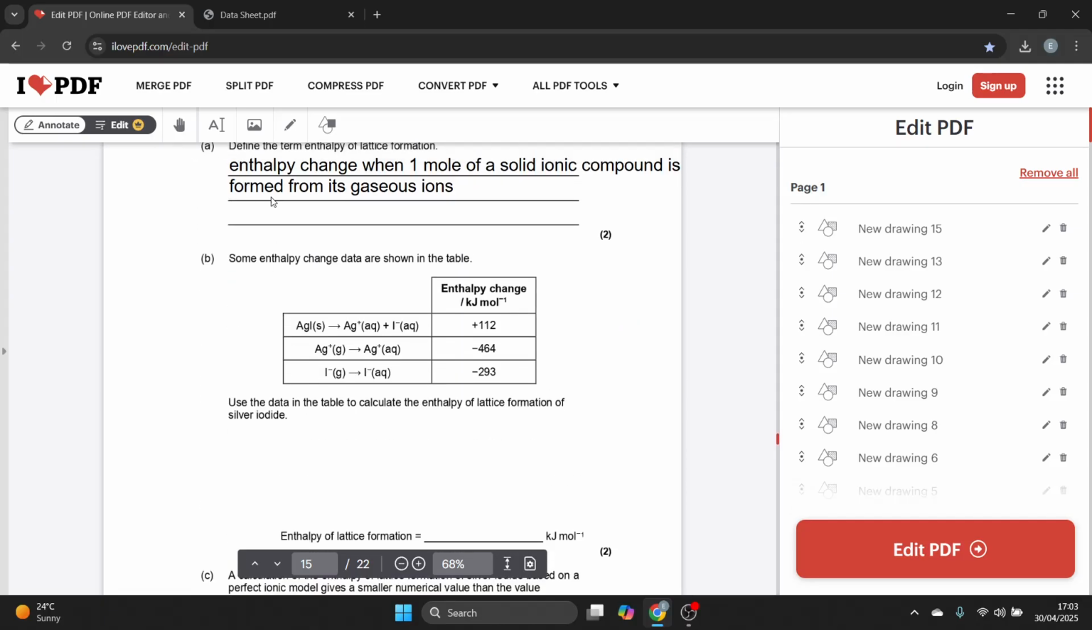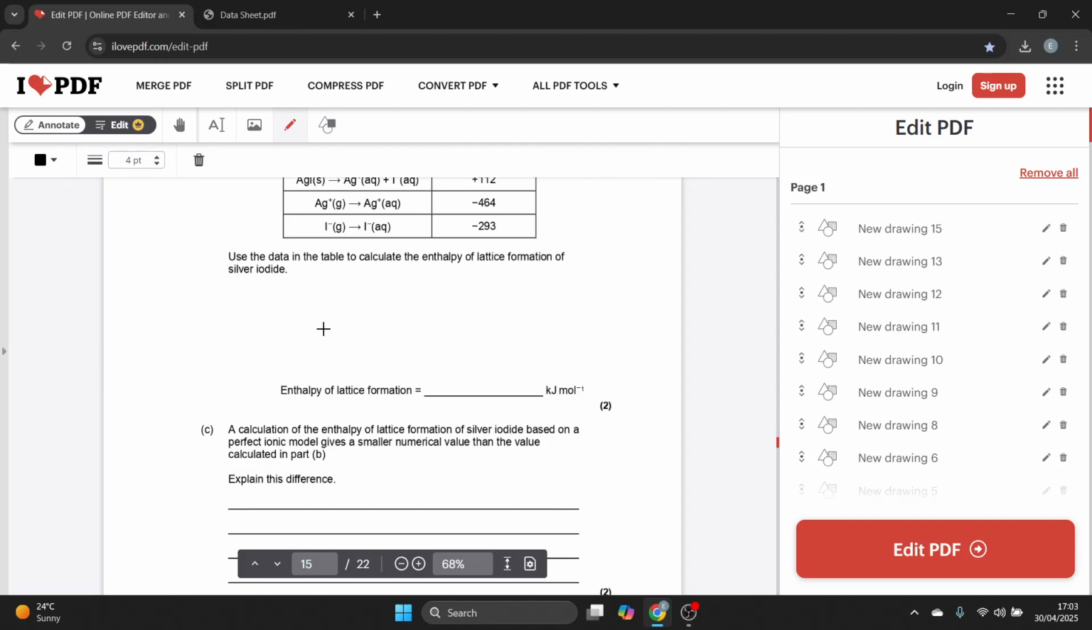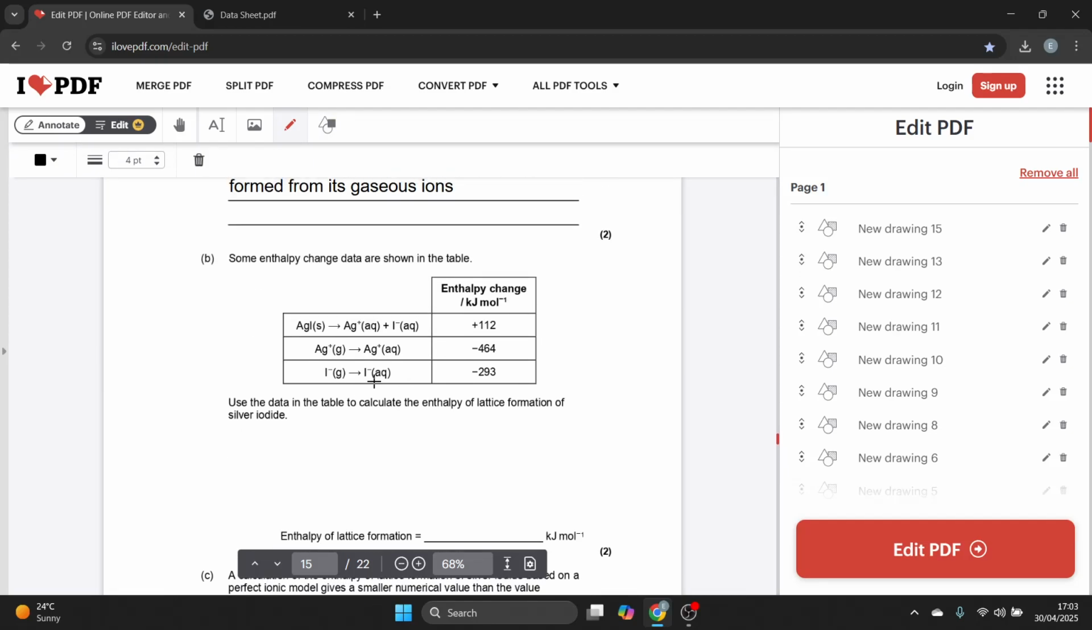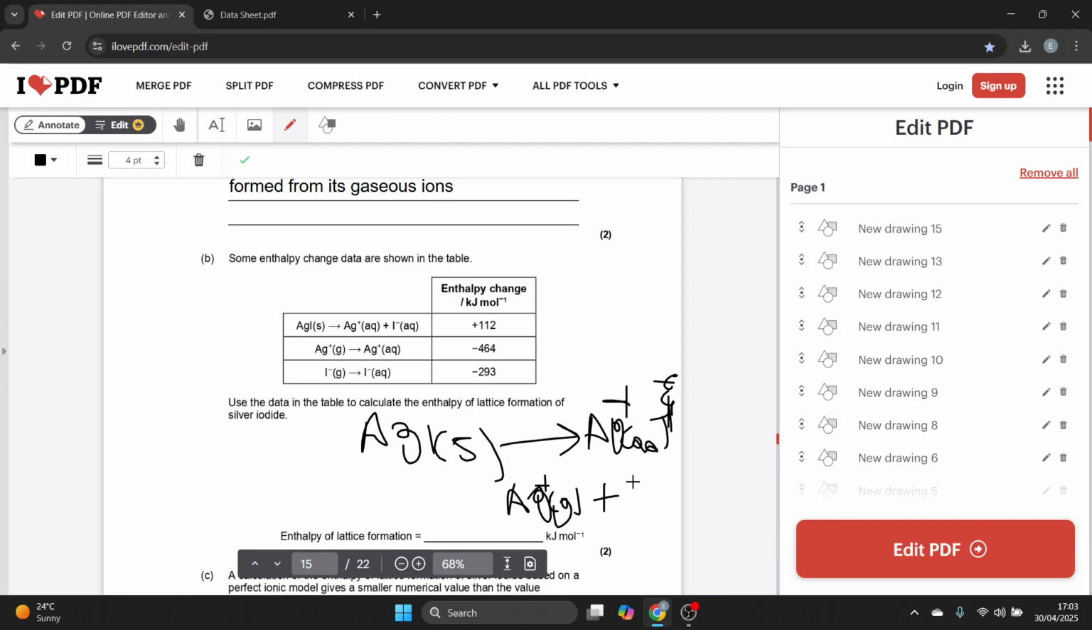Use the data table to calculate entropy of lattice formation of silver iodide. First things first, you have to draw out what's going on. So AgI solid to Ag plus aqueous plus I minus aqueous. Hopefully you get the point. Just haven't got enough space here. Ag plus gaseous plus I minus gaseous at the bottom. Arrows going downwards, arrows going upwards.